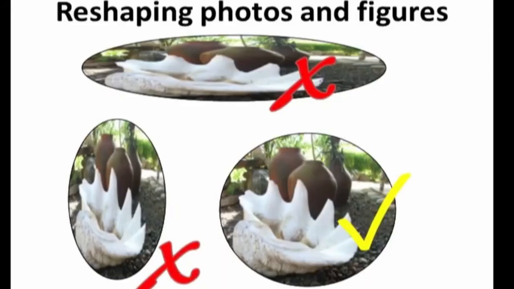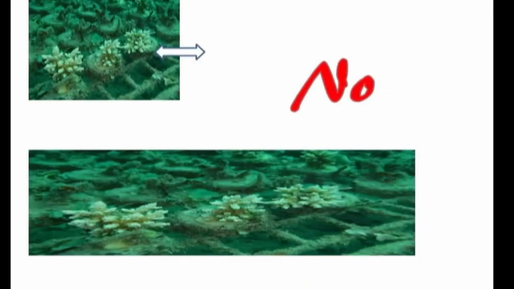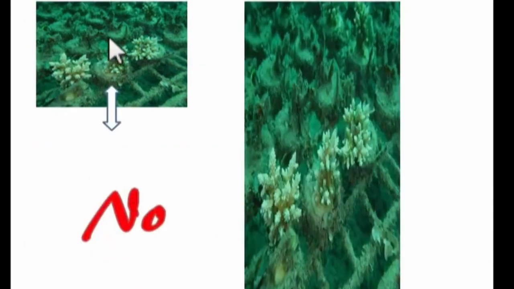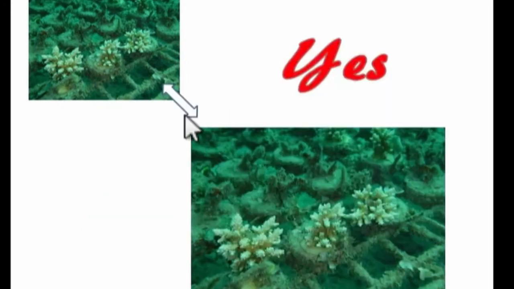In reshaping your photos and figures, please do not drag to the left or right or up and down. So here we have an example. If you're going to drag this picture to the right, this is how the picture would look like. If you drag the same picture downward, this is how the picture would look like. But if you point your mouse somewhere here, then drag it on a slanting position towards this portion, you could enlarge the picture without distorting it.